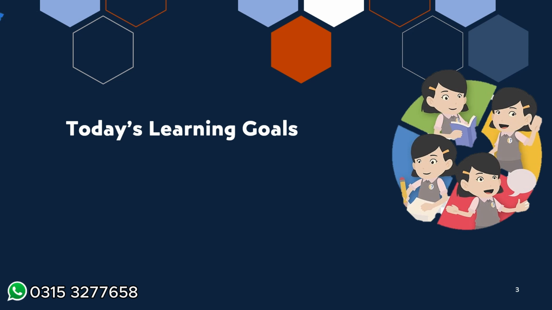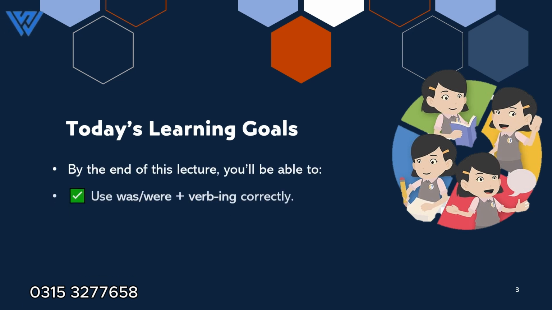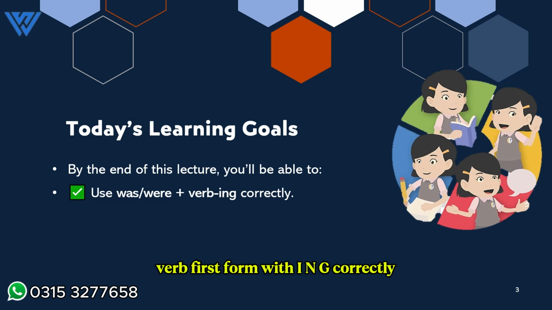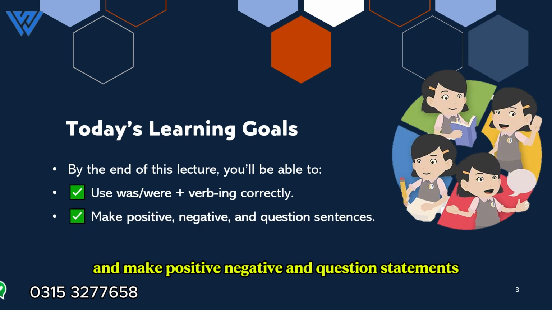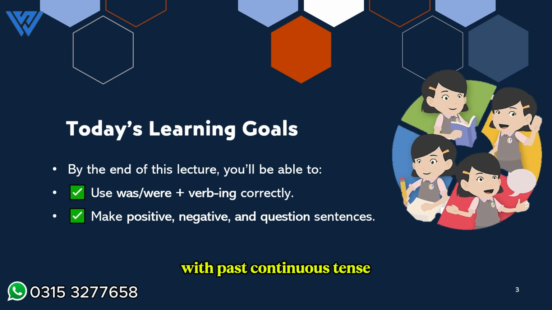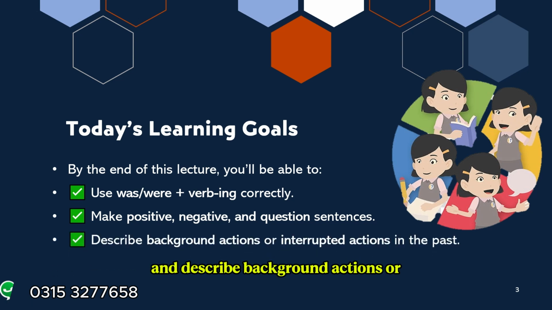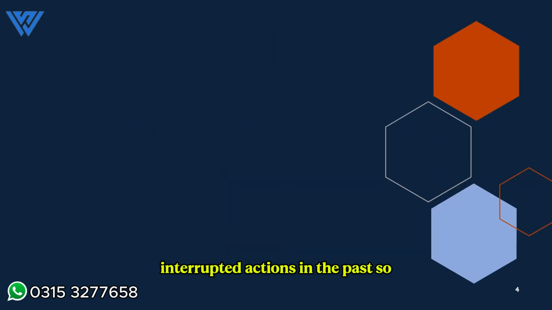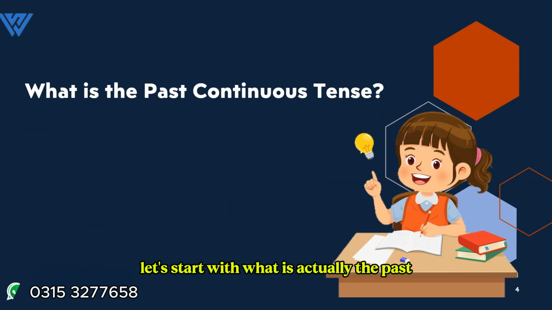After today's class, you will be able to use was and verb first form with ing correctly, and make positive, negative, and question statements with past continuous tense, and describe background actions or interrupted actions in the past. So, let's start with what is actually the past continuous tense.